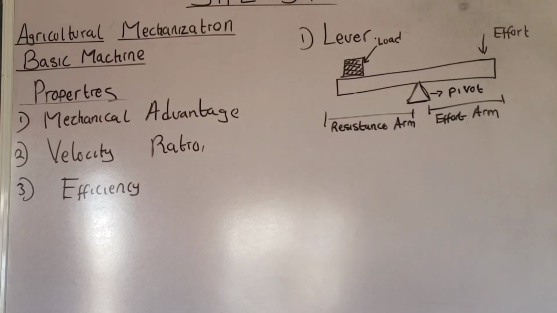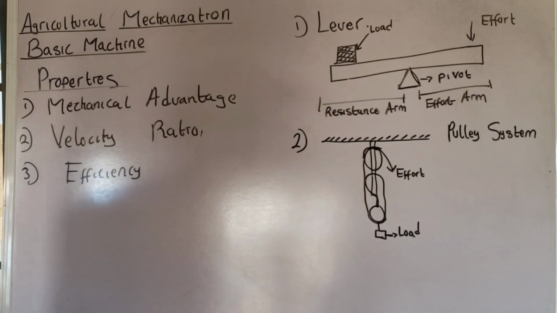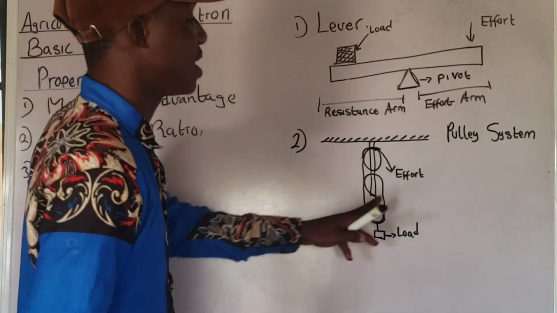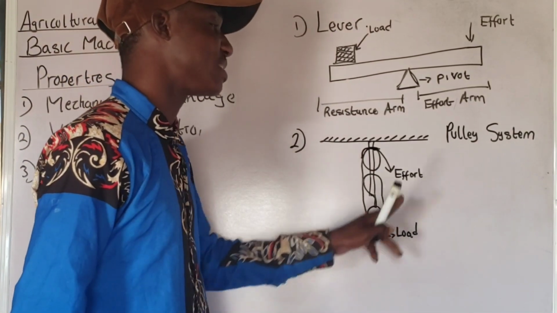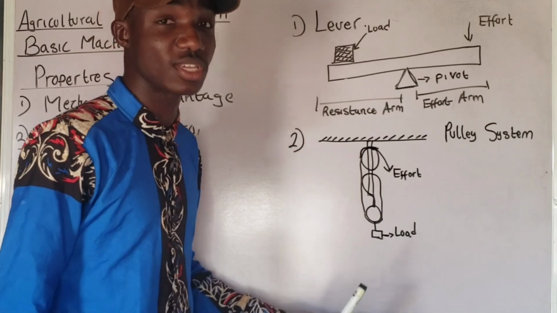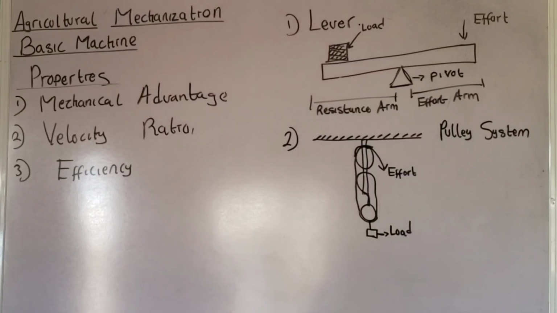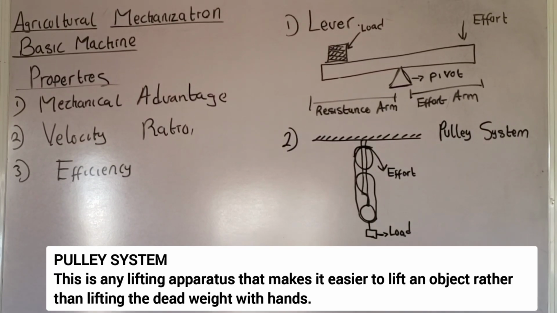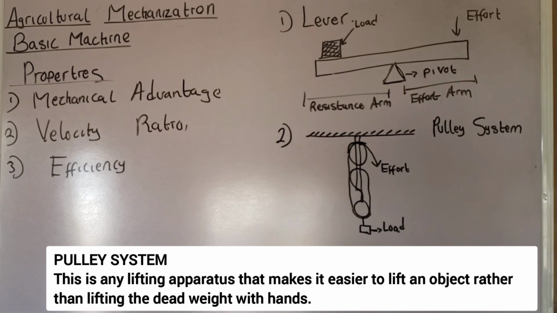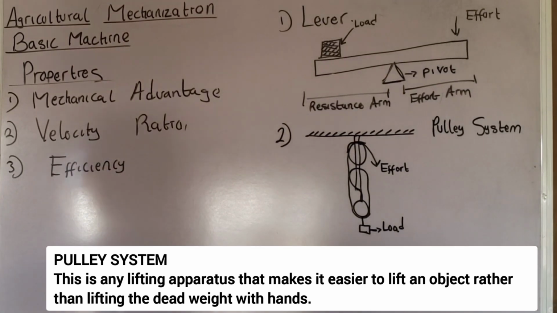Now, let's proceed to the second basic machine, which is the pulley system. This is how the pulley system looks like. We have the effort and we have the load that the effort applied is trying to lift. The pulley system refers to any lifting apparatus that makes it easier to lift an object rather than lifting the dead weight with the hand.